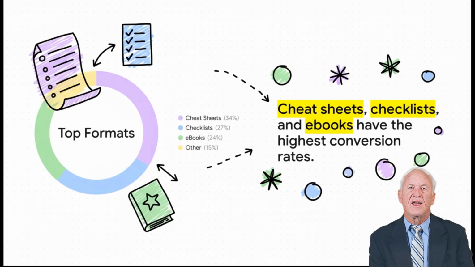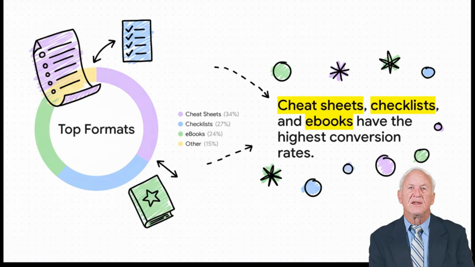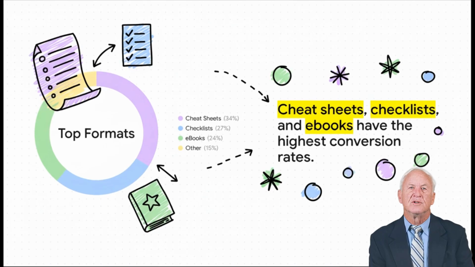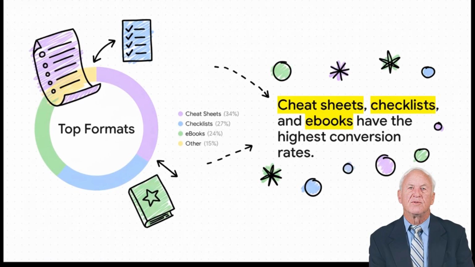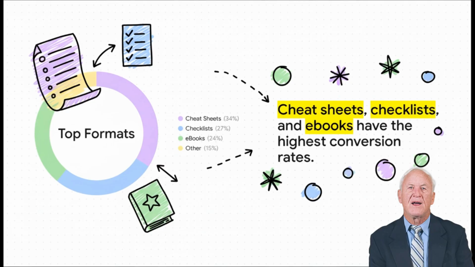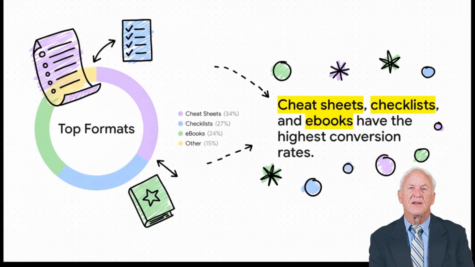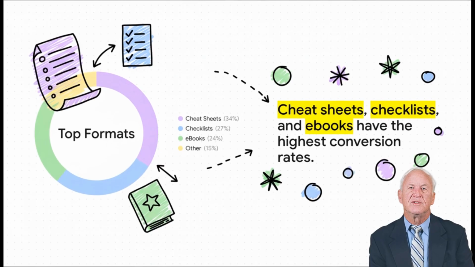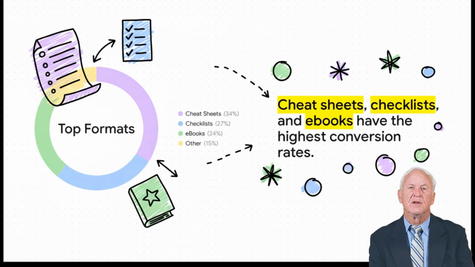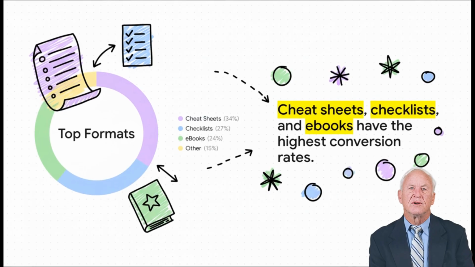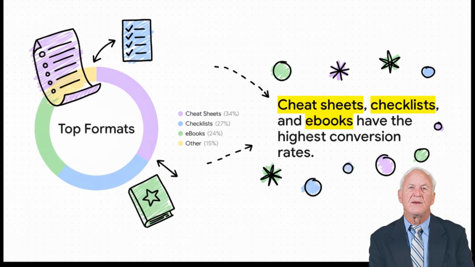Now check this data out because it is fascinating. Look at the top performers. Cheat sheets are number one at 34%, with checklists right behind at 27%. What does that tell you? It proves that sometimes the simplest things are the most powerful. People aren't looking for a 50-page textbook. They want something practical they can use right now.